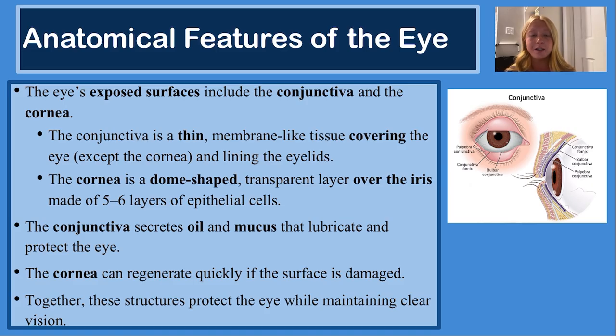And then the cornea, on the other hand, is the clear window of the eye that covers the iris. It's made up of 5 to 6 layers of epithelial cells. And one important feature is how quickly it can regenerate after minor damage. This allows it to stay transparent and functional despite constant exposure to dust and air and microbes. So together, the conjunctiva and cornea make up the physical barrier that protects the inner eye structures from pathogens and maintains clarity for vision.